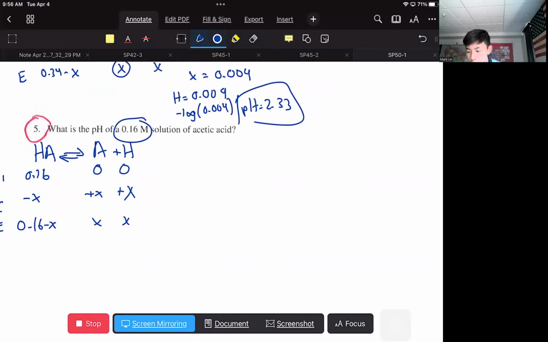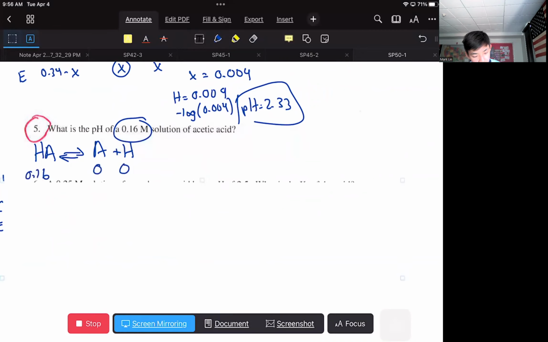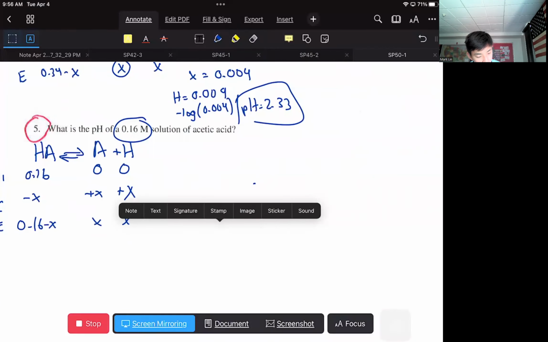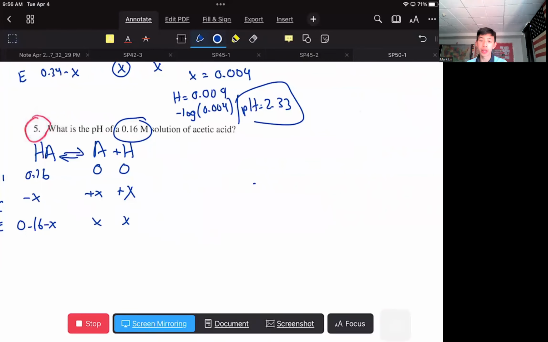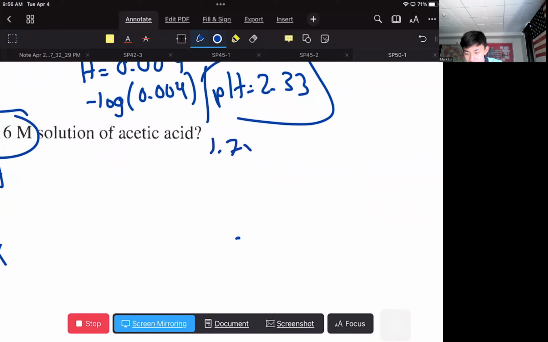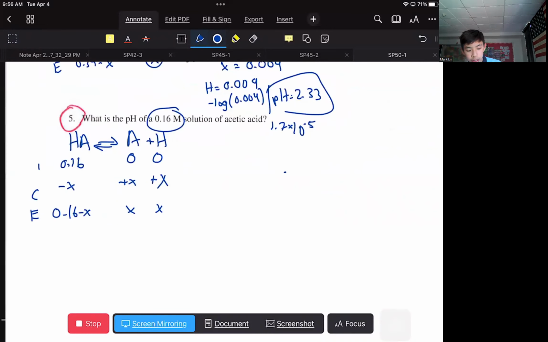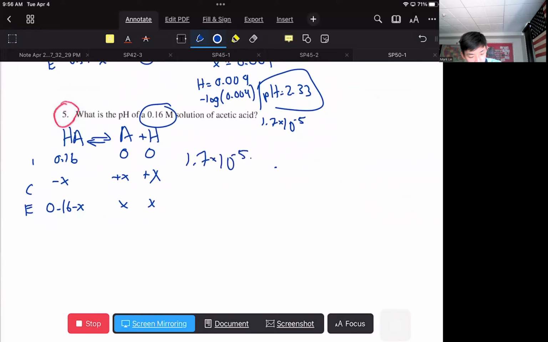So the Ka, I kind of erased it, but the reason the Ka is not shown is because it's from question 4. But I'm going to give it to you: it's 1.7 times 10 to the minus 5. So you set this up: 1.7 times 10 to the minus 5 equals x squared, because A and H are both products, all over 0.16 minus x.